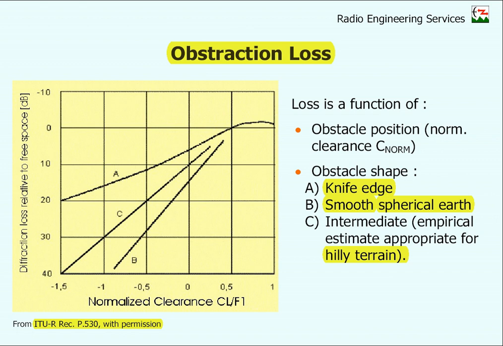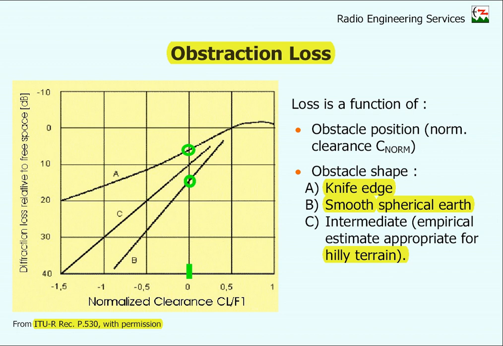Look at the case of zero clearance. This means that the top of the obstacle touches the ellipsoid axis. Half of the Fresnel ellipsoid is obstructed. In this case, the loss produced by the knife edge obstacle is just 6 dB, while with smooth spherical earth the loss is much larger, about 14 dB.